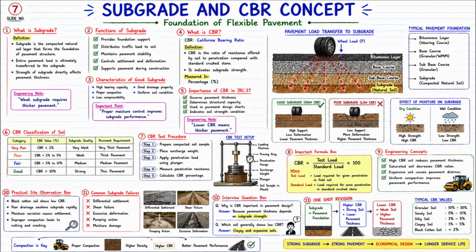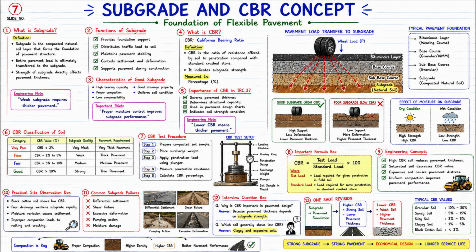So friends, till now we have understood traffic analysis, design traffic, and lane distribution factor in detail. But now we have reached the most critical foundation concept of pavement design. This concept decides whether the road will become strong or fail soon. Because the actual strength of the pavement does not start from the upper layer but from the soil condition below. And that is why today we will understand subgrade and CBR concept.